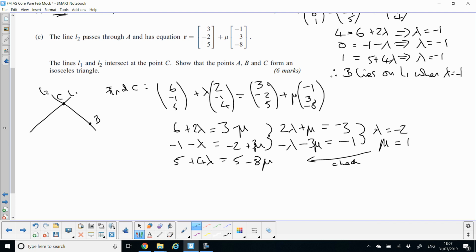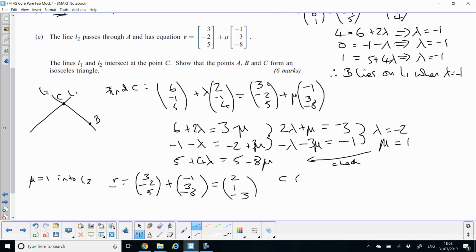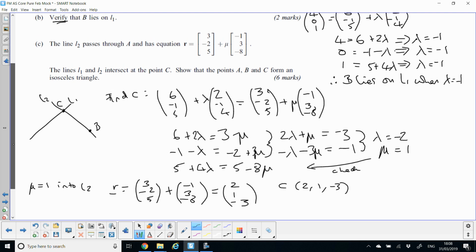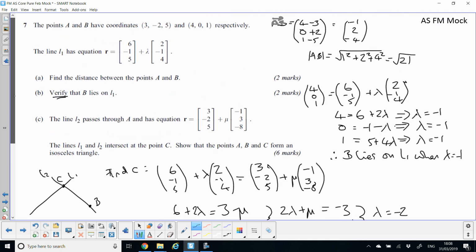Once we've found lambda and mu, you pick one of them. For example, mu equals 1, and we put that into the appropriate line equation, which is line 2 in this case, or you could put lambda into line 1. This will let us find the coordinates of C. So the coordinates of C are 2, 1, -3. All we've got to do then is use the same technique that we did in part A to find the lengths of the sides.